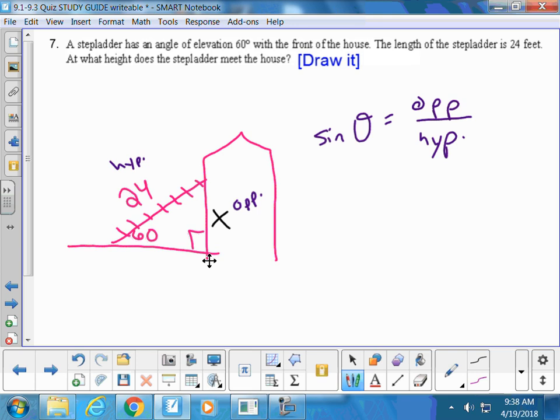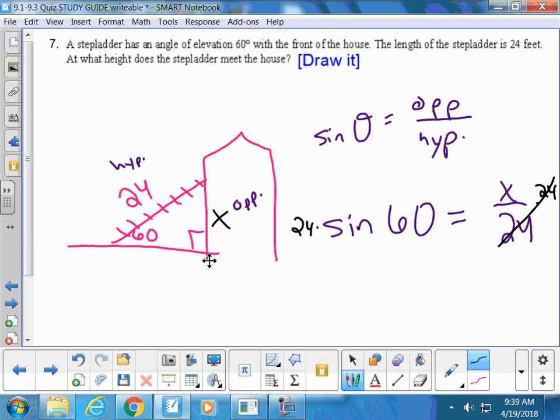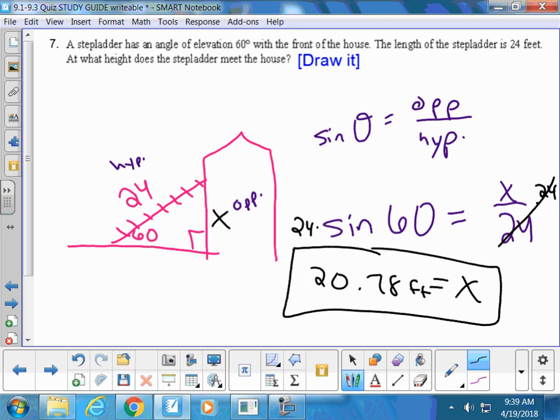All right, I'll give another ticket to somebody who can put all these numbers in the correct locations for me in my sine setup. Hannah. Because the 60 is the angle, so it has to go in for theta. She's got her opposite and her hypotenuse. Okay. Make sure you're in degree mode before your quiz tomorrow if you haven't checked yet. But we're going to multiply both sides by 24 and we'll have our answer. So 24 times sine 60. 9.78. And that would be in feet. That's a measurement. That's how high up it goes.